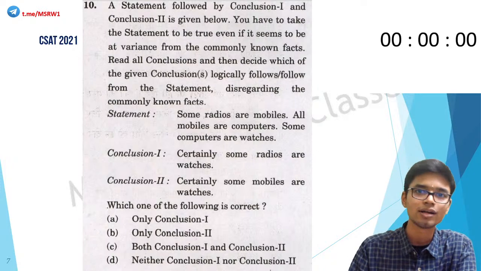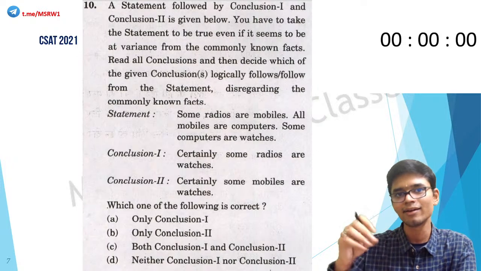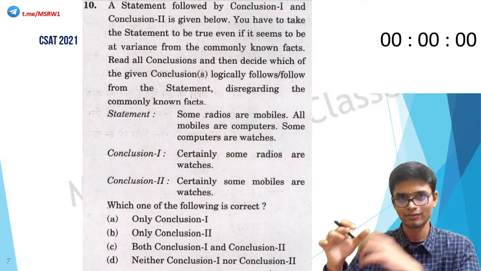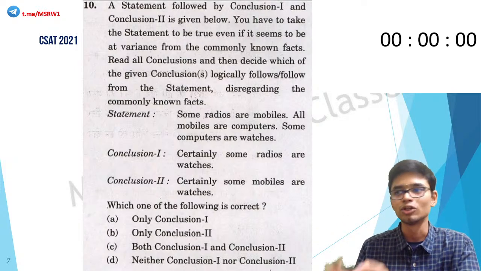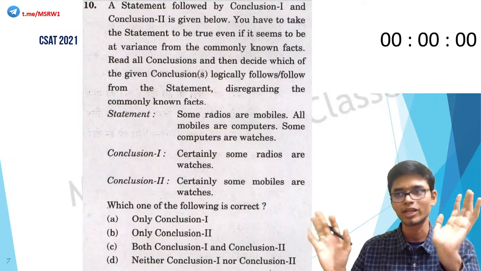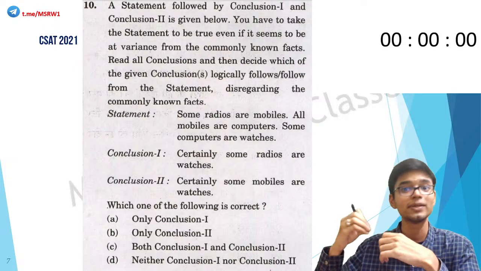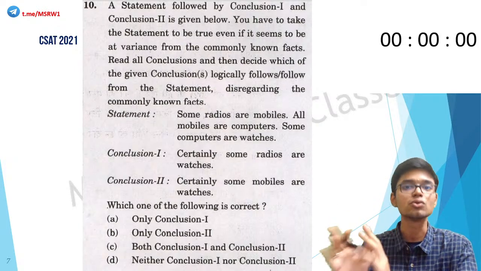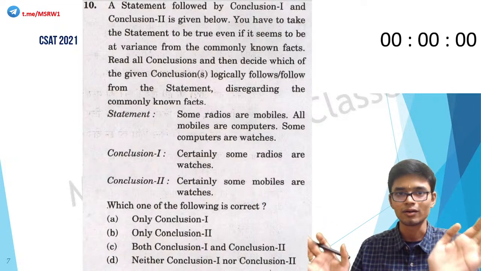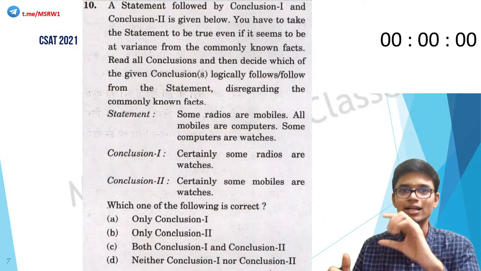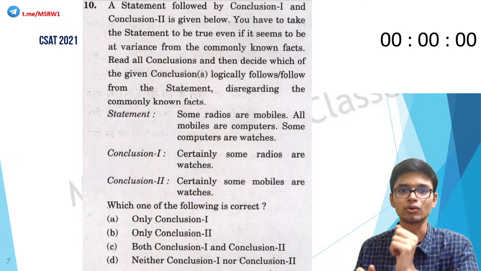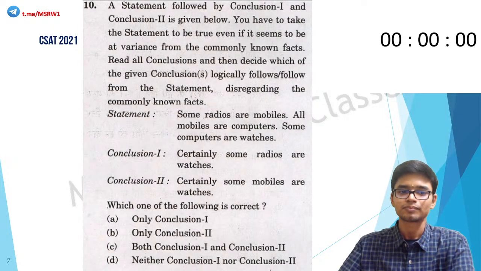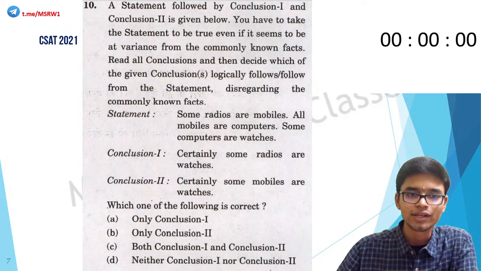disregarding commonly known facts. So it doesn't matter what is given as statement. You have to take it to be true anyway. Okay, it may not be logical, it may even be incorrect, but you have to take it as true anyway. All right, and then you have to read the conclusion and say which one of them actually follows. Clear? So here we go.